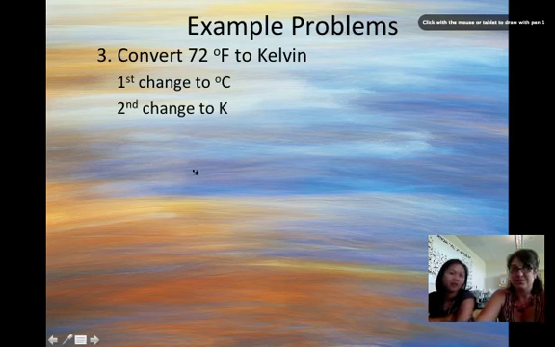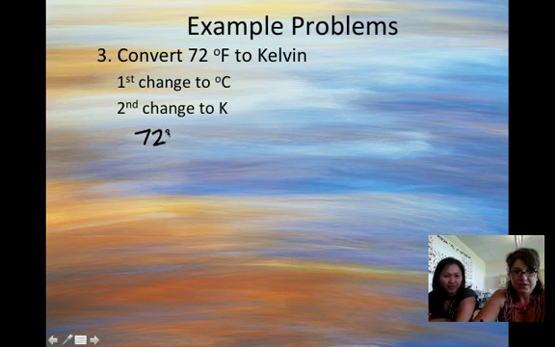Okay, number 3, Miss Gray. 72 degrees Fahrenheit is our starting place. And our hint says first change it to Celsius. You're so nice, Miss Gray. You give them the hint. I know. Once in a while, I'll be kind to my students. Don't get used to it.